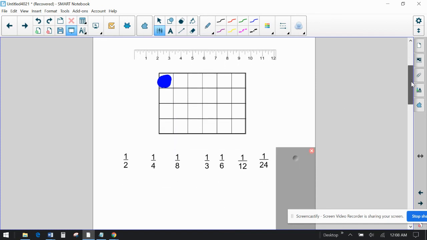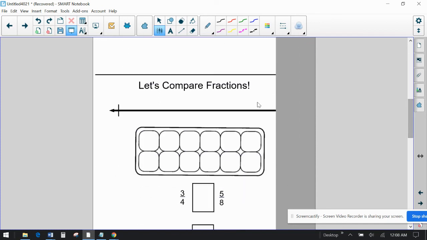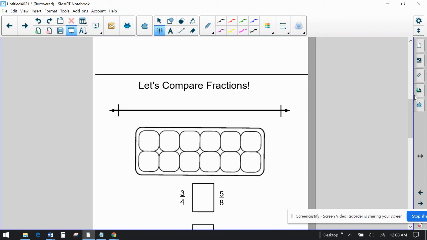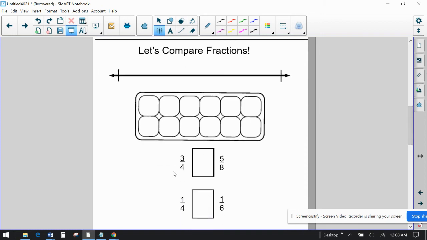I already knew that. If I wanted to compare fractions, it's a matter of choosing the best model that works for both the denominators. So for this one, 3/4 compared to 5/8, well, I already know eighths does not go into twelfths. My egg carton is not good for eighths. It's good for fourths, but not for eighths. So I'm going to have to do these on this number line.